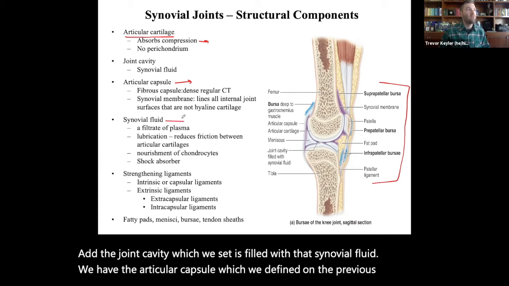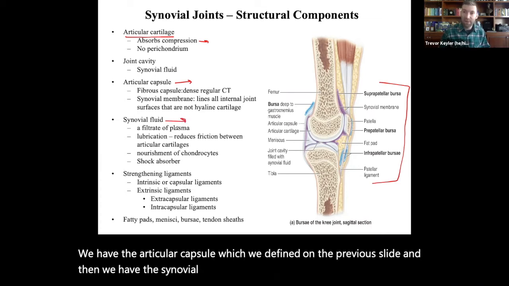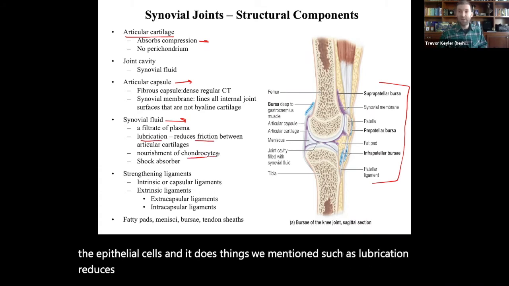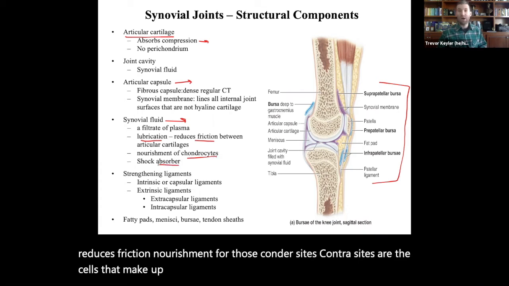And then we have the synovial fluid. It's a filtrate of the plasma. It comes out of these epithelial cells. And it does things we've mentioned, such as lubrication, reducing friction, nourishment for those chondrocytes, which are the cells that make up cartilage, and absorbing shock.